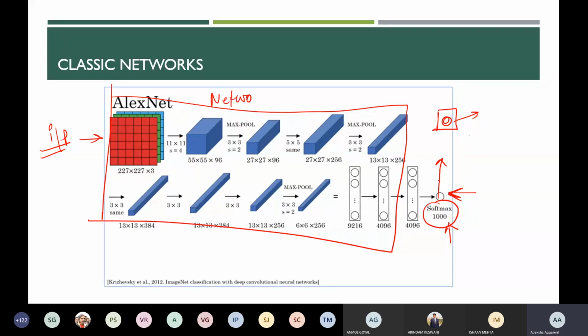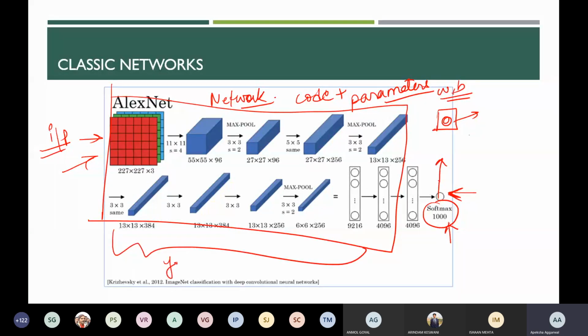A network is not just code. It means code plus the parameters, because they have already saved the weights and biases for this network. You will find the weights and biases for this AlexNet online. You will find all the code, weights, parameters, output, everything. What you have to do is freeze the layers that you don't want to retrain.